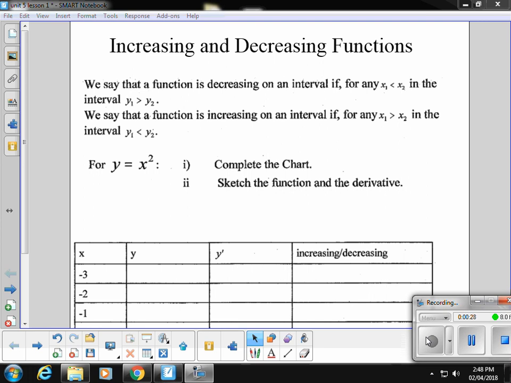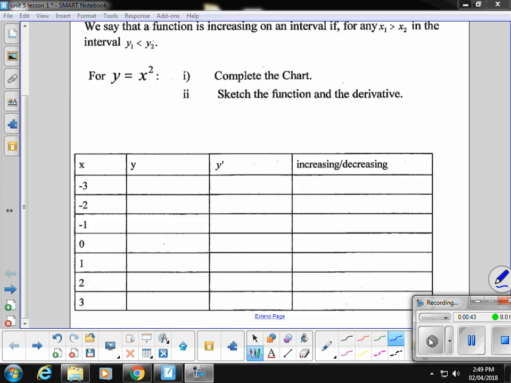So we say that a function is decreasing if your y values are going down. We say that a function is increasing if your y values are going up. So we're going to be looking at y equals x squared to get ourselves started. So let's look at a function and its derivative, and we'll look at the graphs in a moment.